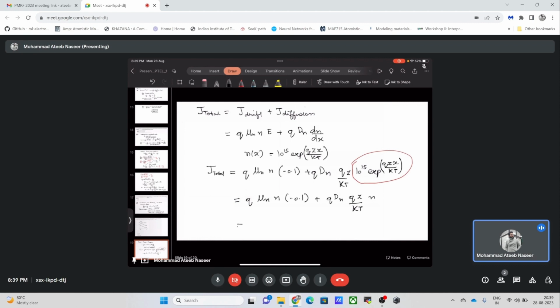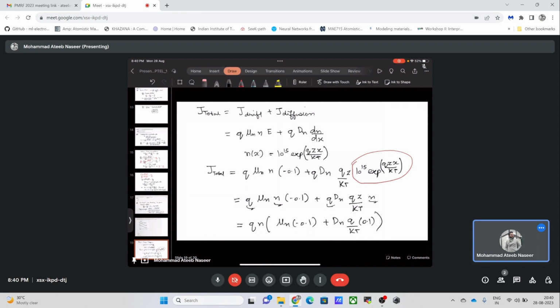So it would simply mean this thing is qn. Taking this qn common, I will be left with mu n into minus 0.1 plus Dn q by kT into 0.1. This is the equation I will be left with now.